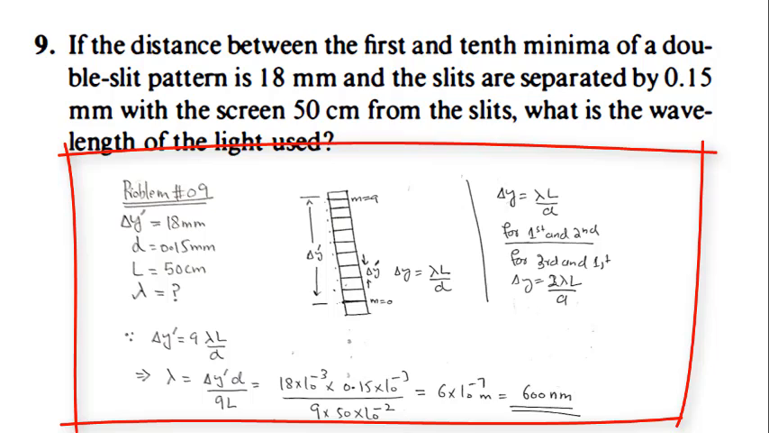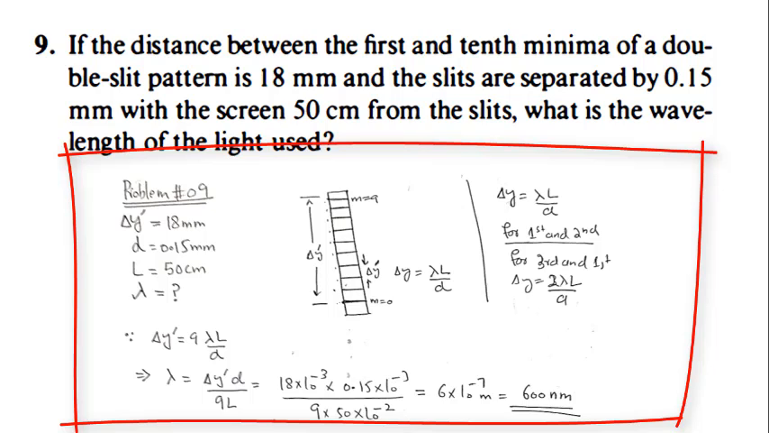So as we go on, for 10th minima we will need to multiply this by 9, because for first and second we need 1 lambda L by D, for first and third we need 2 lambda L by D, and similarly for first and fourth we need 3 lambda L by D.